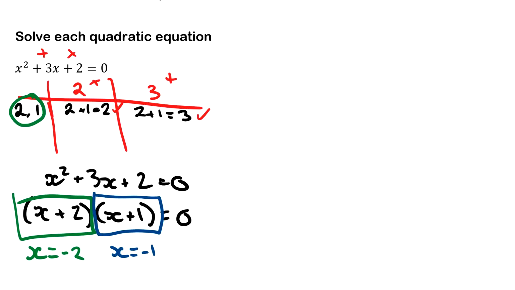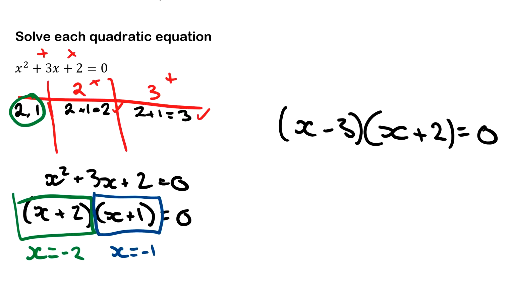You'll also notice that our solutions, x equals -2 and x equals -1, are the opposite signs of our pair. Let me say that again. They're opposite signs. So if I had 2 and 1, my solutions will be -2 and -1. If I had something like x minus 3, x plus 2 equals 0, my solutions would be x equals 3 and x equals -2. So you notice that they're the opposites.